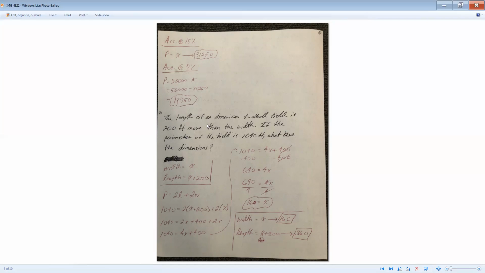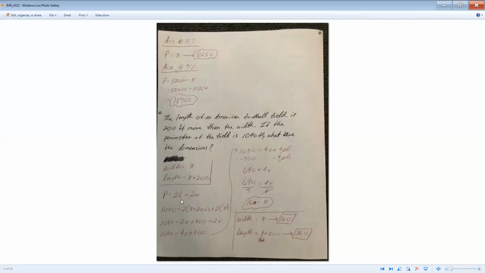We have another example. The length of an American football field is 200 feet more than the width. If the perimeter of the field is 1,040 feet, what are the dimensions? So once again, we let one be X and we write the other one in terms of that X. The width is X and the length is X plus 200. It says the length is 200 feet more than the width, so X plus 200.